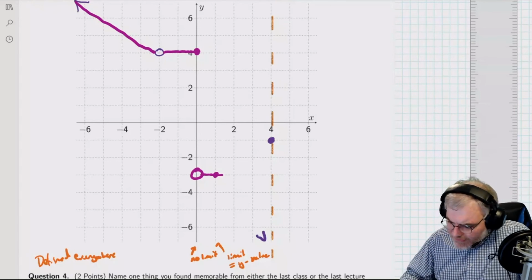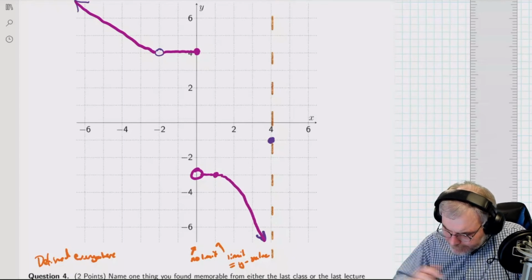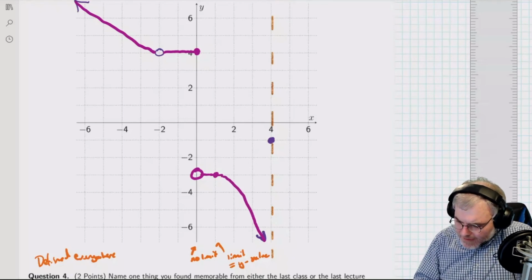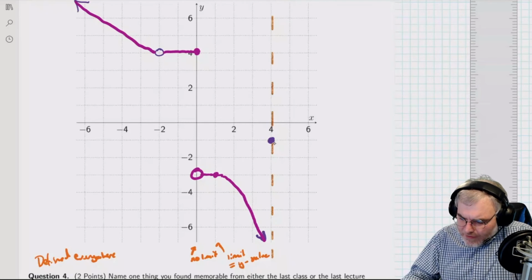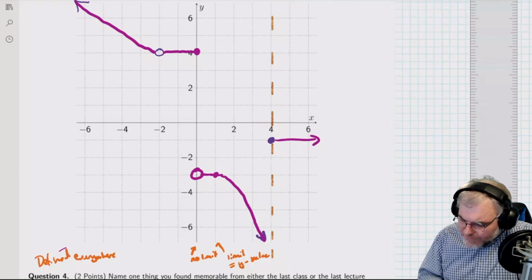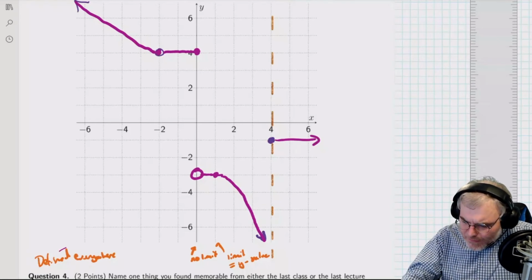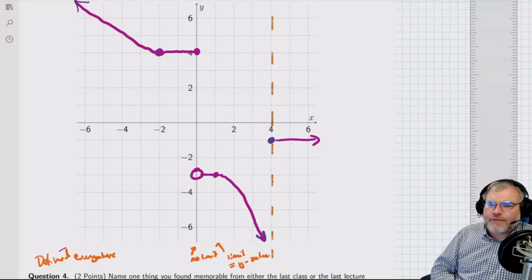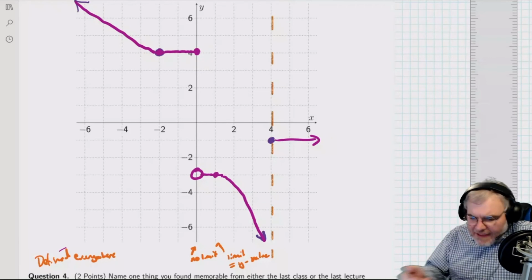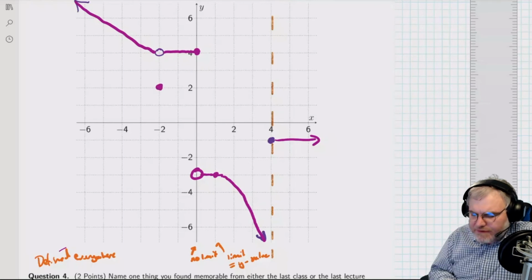Now I need to go off to negative infinity. And that's it. I just had this point. But I need it to be defined everywhere. So now I'm just going to go, okay, well, I need it defined everywhere. I'll define it there. And I'll fill in this point. Why not? I didn't have to fill in that point, right? I could have made it defined somewhere else. That's fine too. Either one.